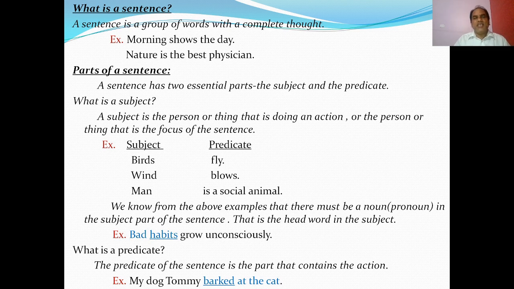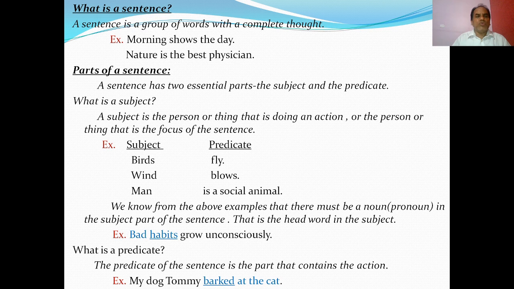And tense is there. Shows is the verb, and the tense is present tense, and it is a finite verb, and it is meaningful also. Morning shows the day denotes complete meaning. So a sentence is a group of words with a complete meaning. Another example is: nature is the best physician. This is a sentence because it is a group of words and a complete thought is there.